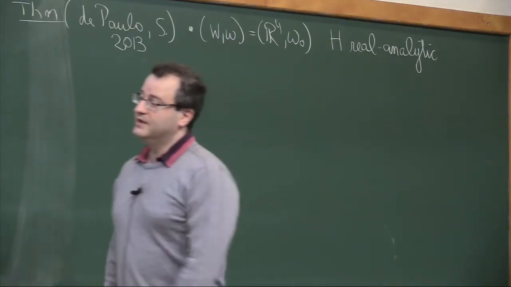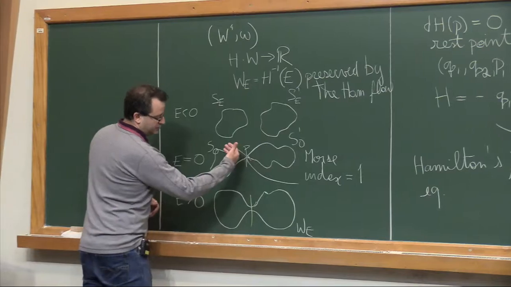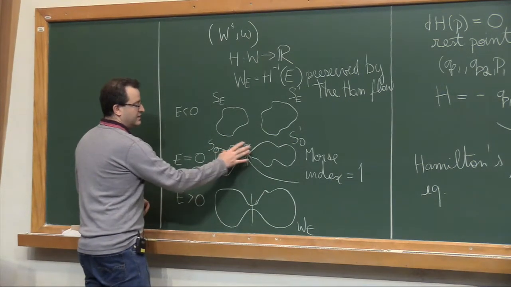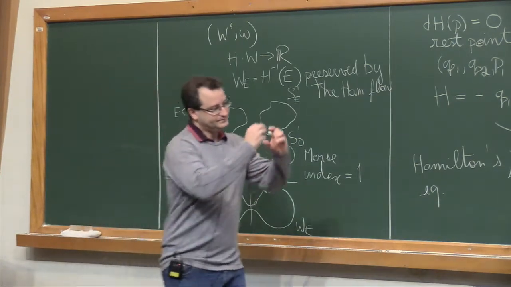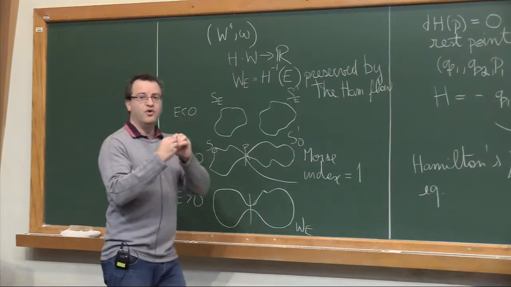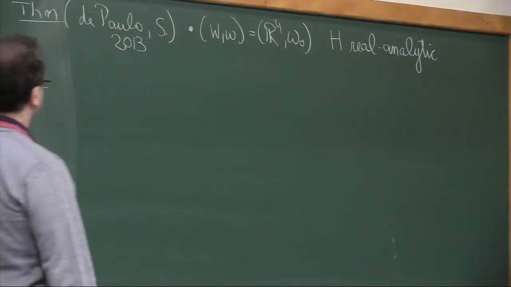And also that these two components, so we want properties in the critical level so that we can say something about the level slightly above 0. So we assume that this critical level has these two components here. Both of them are strictly convex.